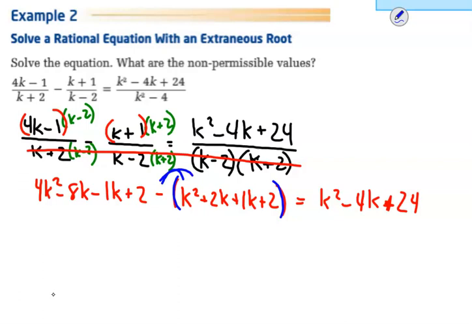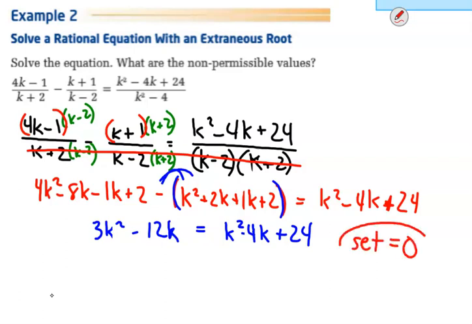So pause the video, take a second to get all of your foiling, and then all we need to do from here is combine like terms. So we're going to finish adding our like terms together, but since it's quadratic, our strategy is always to set it equal to 0. So we've got to try to move everything over to one side. Now I'm going to move this side with the k squared over to be with the 3k squared just to keep my leading coefficient positive. So move it over now.